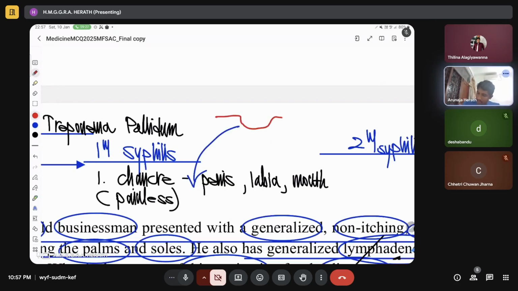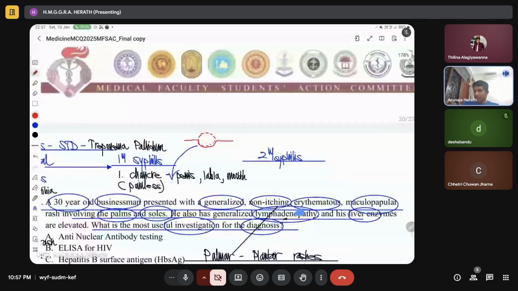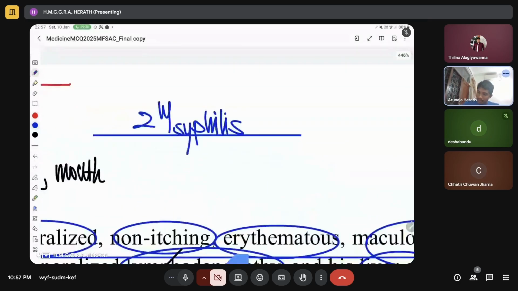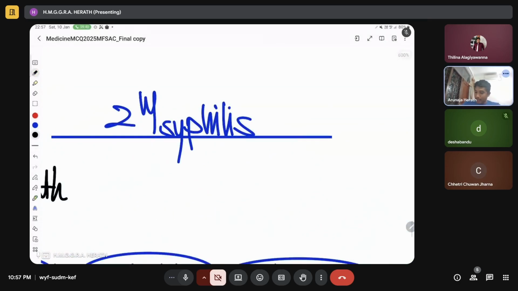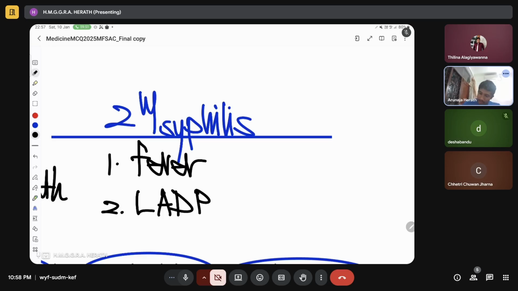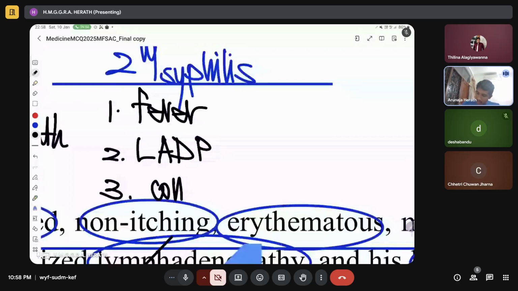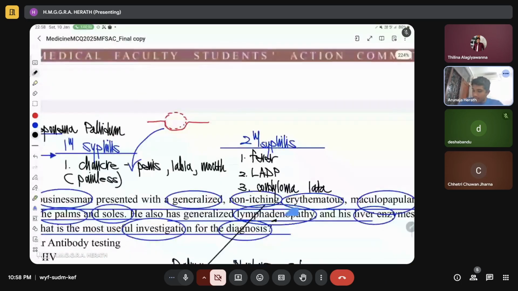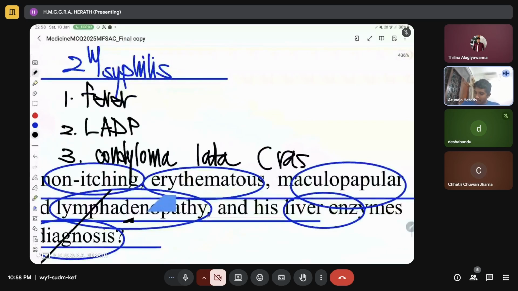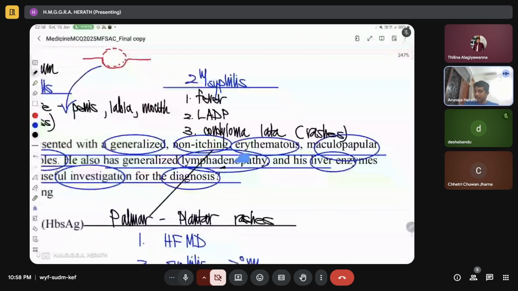Chancre is indurated. So, when you press the chancre, you can feel that there is this induration. And then secondary syphilis is usually due to what these patients get is fever, and then they get lymphadenopathy, and then they also get what you call as condyloma lata. Right? Very sticky, wet rashes. Sticky, wet lesions in the genital area.